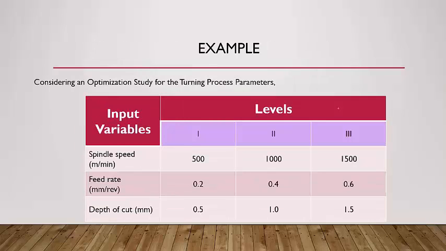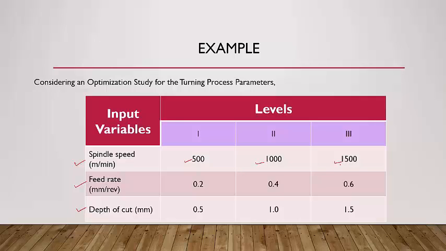For example, considering the optimization study performed on the turning process parameters for a newly developed material, the significant input variables considered for the analysis are spindle speed, feed rate, and depth of cut. Spindle speed is considered at three levels: 500 meter per minute, 1000 meter per minute, and 1500 meter per minute.